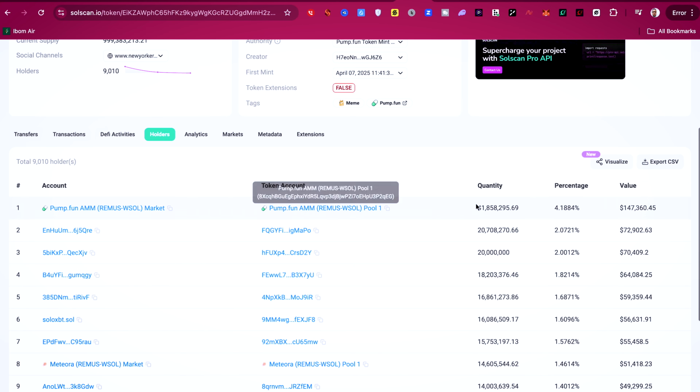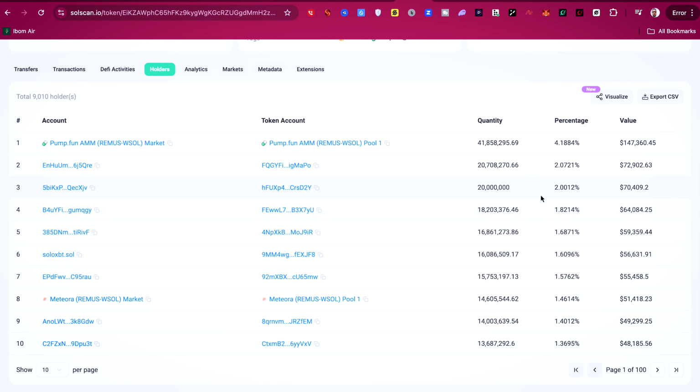But with a bundled coin, you would see that one person is holding a lot of the supply, or that several wallets are holding equal amounts, like 2.0, 2.0, 2.0, 2.0, 2.0. It simply tells you that this is a bundled coin. They bought it up with one wallet and then distributed it to multiple wallets, or they bought it with multiple wallets, but all at the same time.